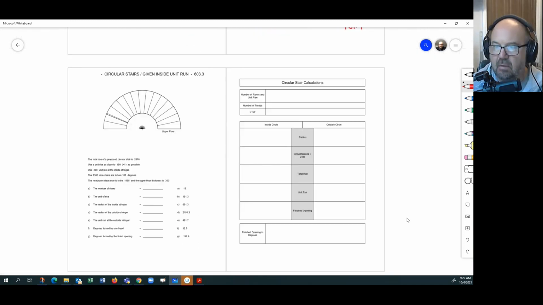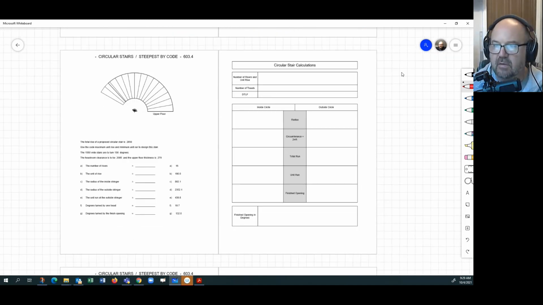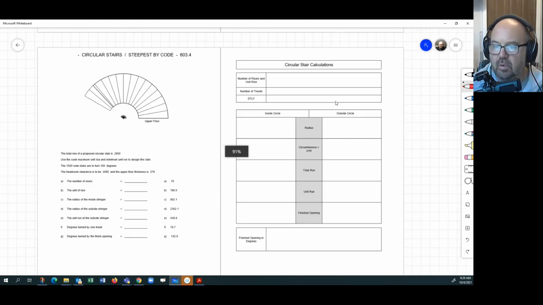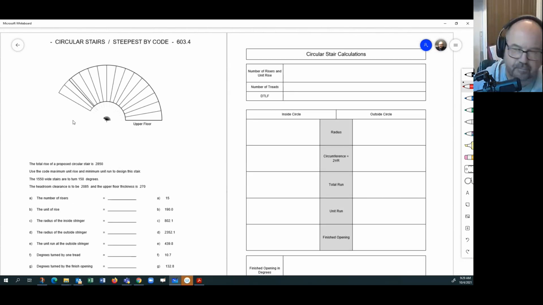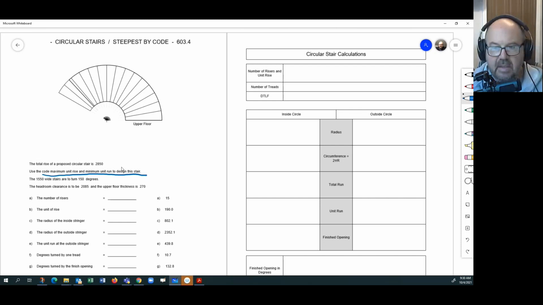Let's go down to this guy, steepest by code. And let's see what information they give us here. Blue, blue, blue, blue. Use code max rise and minimum run. So what would that be for a residential house? What is max rise?